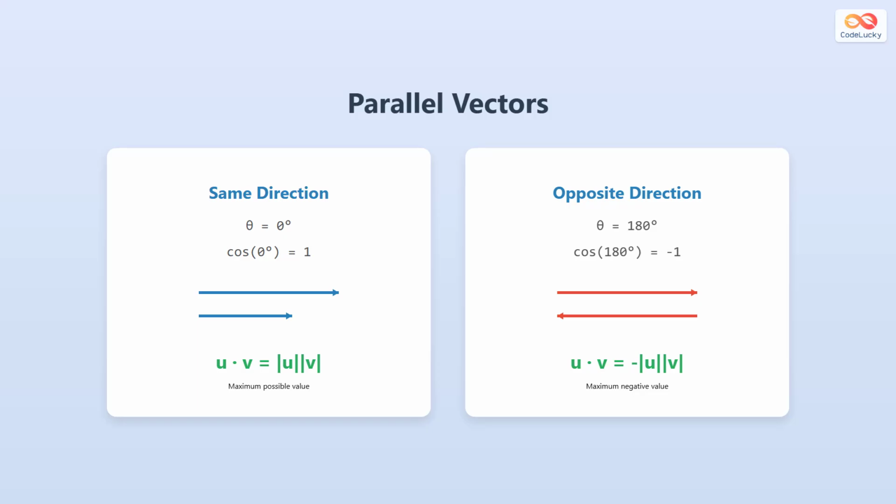What about parallel vectors? If they point in the same direction, the angle is 0 degrees. The cosine of 0 is 1, so the dot product is just the product of their lengths. If they point in opposite directions, the angle is 180 degrees. The cosine is -1, giving us the negative product of their lengths.